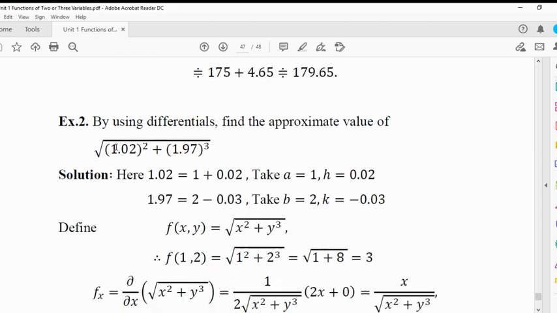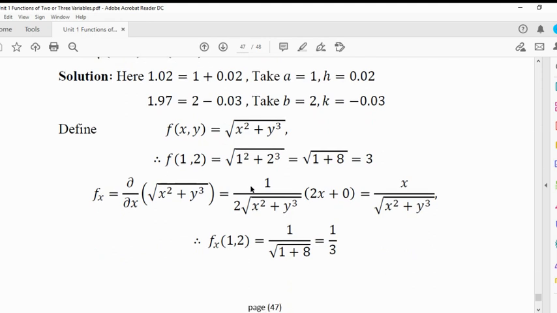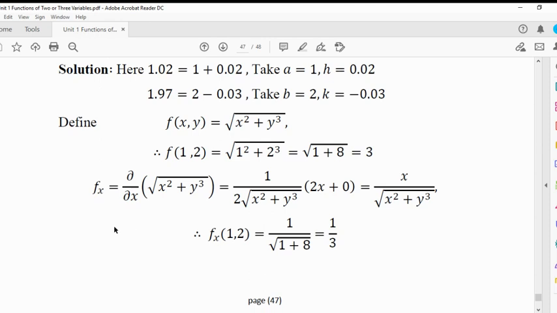Now the second example: by using differentials, find the approximate value of this. We can take 1.02 as a plus h and 1.97 as b plus k. 1.02 can be written as 1 plus 0.02. We can take 1 as a and h as 0.02, and b plus k is nothing but 1.97, that is, we can take b as 2 and k as minus 0.03. So f of x y is nothing but the square root of x squared plus y cubed. F of 1, 2: we can take x as 1 and y as 2. So root of 1 plus 8, this is the root of 9, that is 3.